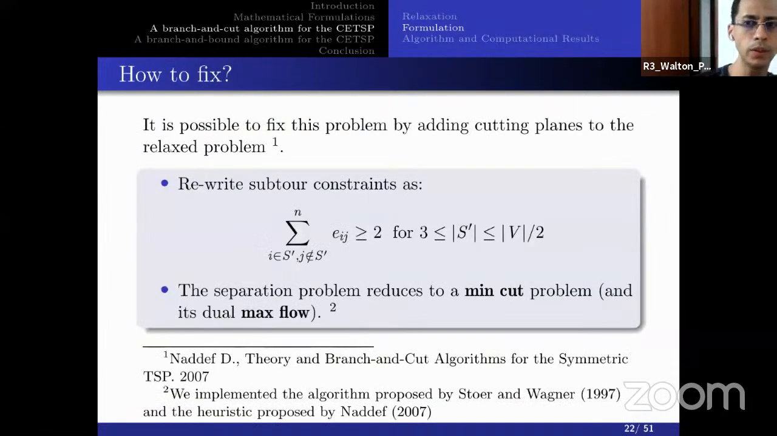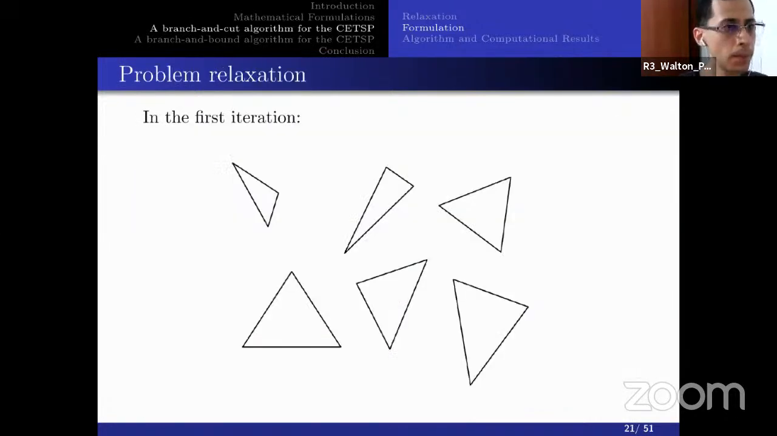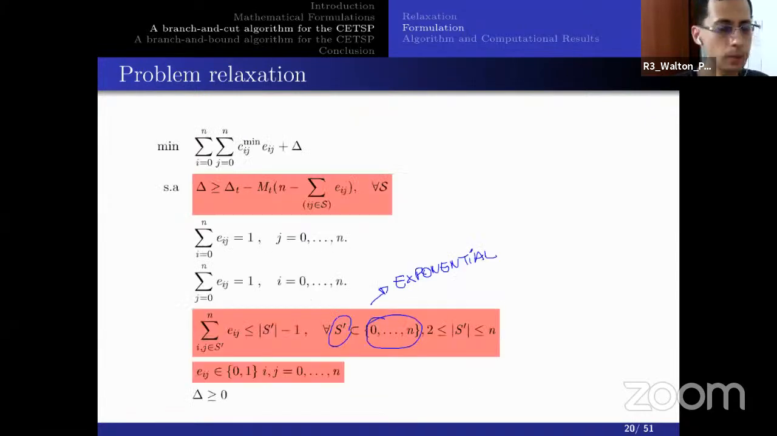So to fix this problem, we can add these constraints one by one as long as we need them. I just rewrote them here, and what those constraints basically say is that this guy here cannot exist. You cannot have 3 edges here for this set of 3 vertices. So you forbid this one, and then you can forbid this one, and forbid this one, and run the relaxed problem again. But now we have some constraints here, only the ones I need, not all of them.